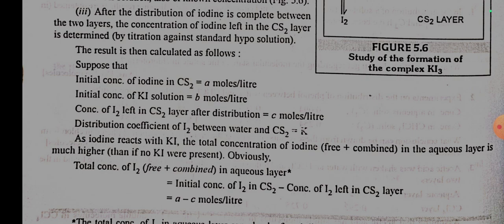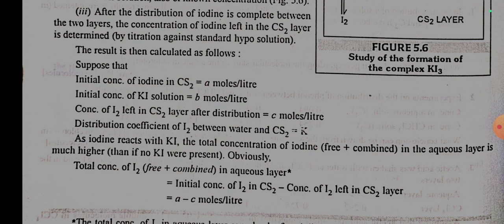Suppose that the initial concentration of iodine in CS2 is equal to A moles per liter. Initial concentration of KI solution is B moles per liter. Concentration of I2 left in the CS2 layer after distribution is equal to C moles per liter. Distribution coefficient of I2 between water and CS2 is equal to K.